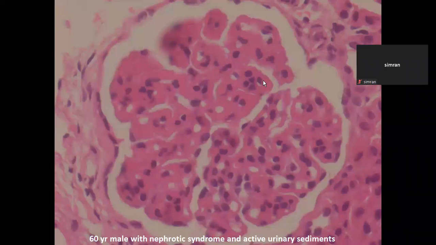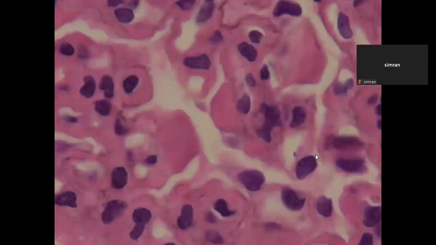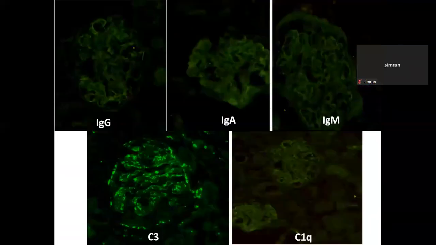Okay. Now you see a case, a 60-year male with nephrotic syndrome and active urinary sediment. The capillary loops are significantly thickened, and it is showing again an MPGN kind of pattern. I just ran through this MPGN pattern. When you look at immunofluorescence, it was showing only C3 deposits. IgG, IgA, IgM are negative. Only C3 deposit is there, and C1q is negative.